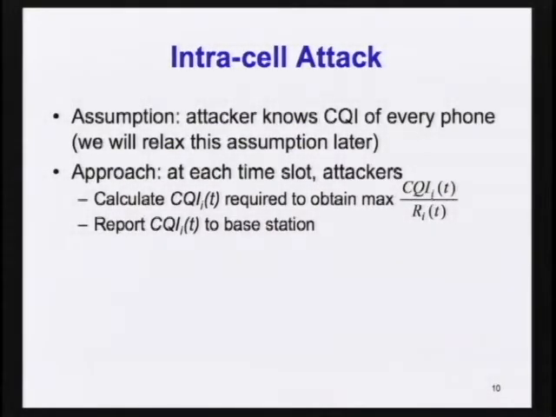If you recall from the previous slide, the base station selects a cell phone to schedule, such that the scheduled cell phone has the maximum ratio between its instantaneous data rate and its average throughput. So therefore, the attacker simply calculates its instantaneous channel quality indicator such that its ratio is the maximum among all the cell phones, and then it reports that channel condition indicator to the base station, and the base station will schedule it. Very simple.